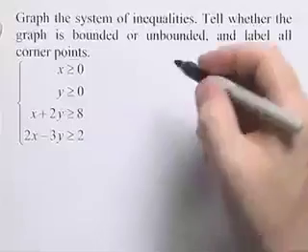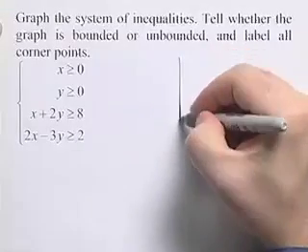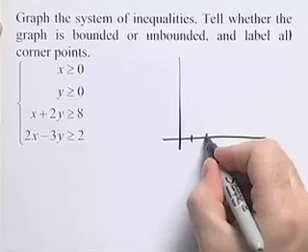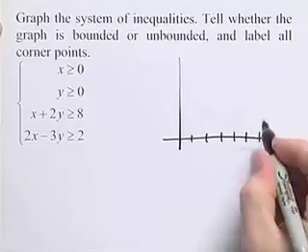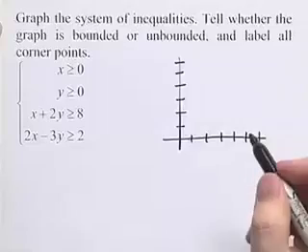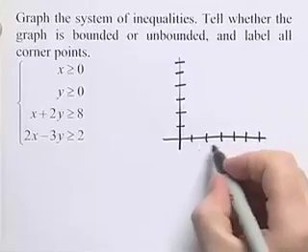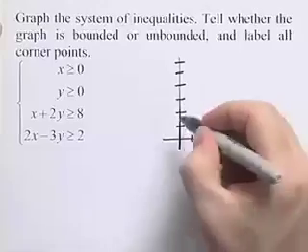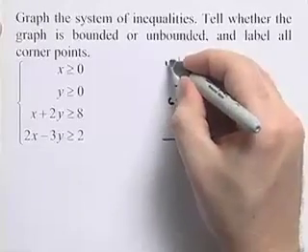2x minus 3y is greater than or equal to 2. Because we're going to graph this, we're going to go ahead and make a grid off to the side. 1, 2, 3, 4, 5, 6. 1, 2, 3, 4, 5, 6. And we're going to use a scale of 2, so each tick mark represents 2. So here we'll have 6 and 12, and here we'll get 6 and 12.